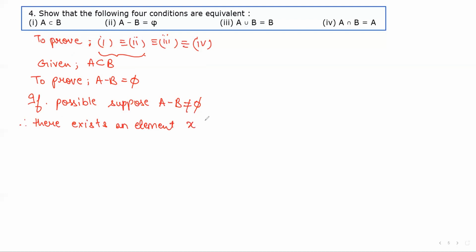Let's consider X, which belongs to A. And if you say that A minus B is not equal to ∅, that means it's not a null set. That means after subtracting B elements from A, you're left with some element. This is what you mean.